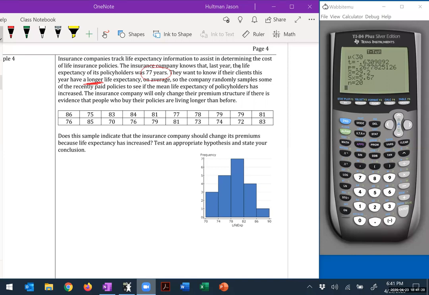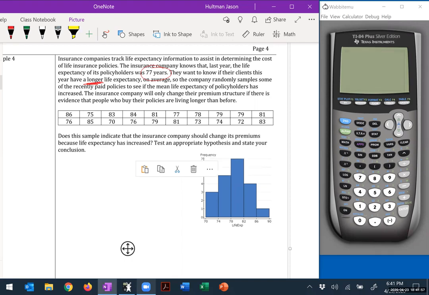Okay, so the company randomly samples some of the recently paid policies to see if the mean life expectancy of policyholders has increased. The insurance company will only change their premium structure if there is evidence that people who buy their policies are living longer than before. So I guess this is the age at which these people died, in which they paid out.